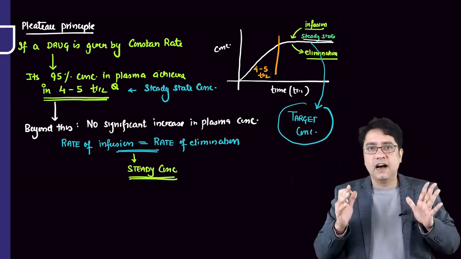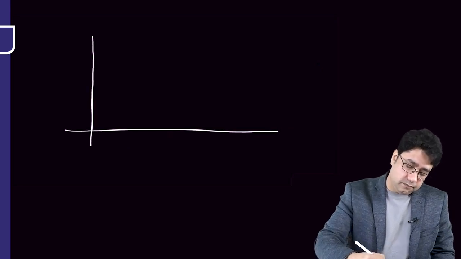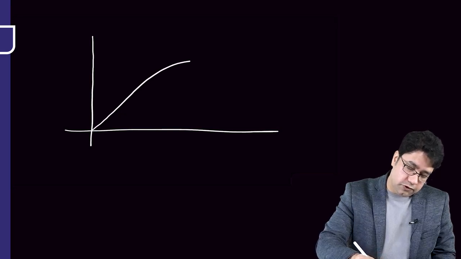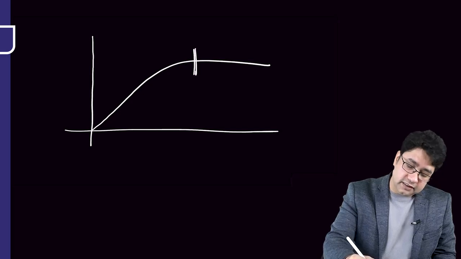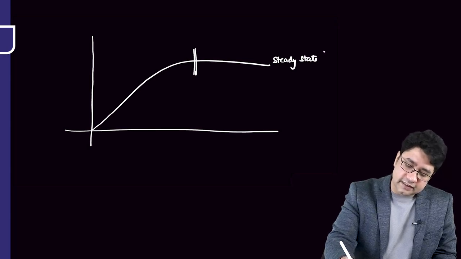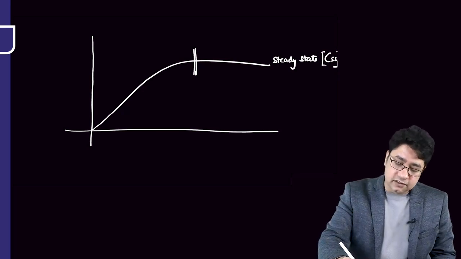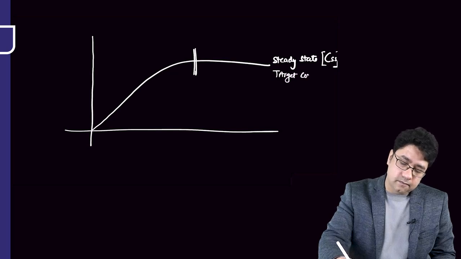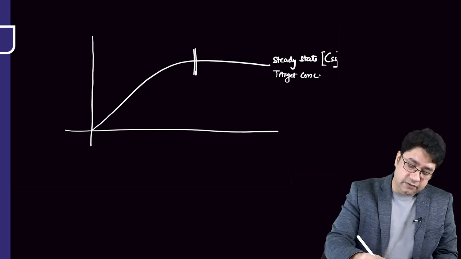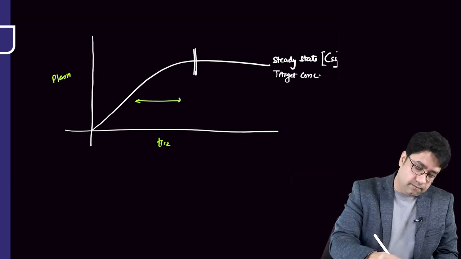Now let's see how we can achieve this steady state concentration. So let me make this diagram for you. Very easy. So we want to achieve this steady state concentration. Let's write the symbol of steady state concentration as CSS. Why CSS? C means concentration, SS means steady state. It is also known as target concentration. And it is achieved in 4 to 5 half-lives. Okay.